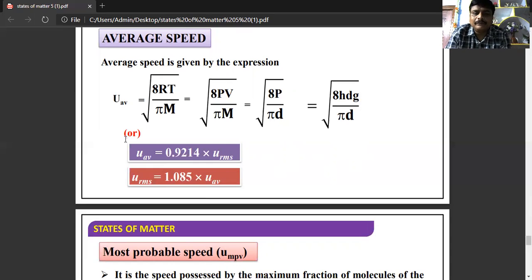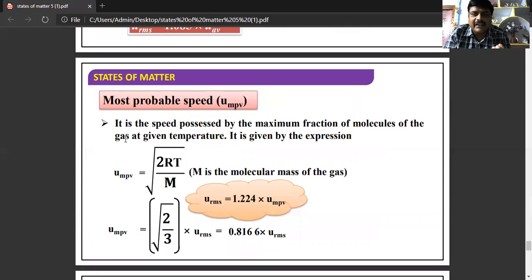If RMS velocity is known, we can directly calculate the average velocity, which is equal to 0.9214 into RMS velocity. But the condition is that we have to know the RMS velocity. Then only we can directly find out the average velocity.